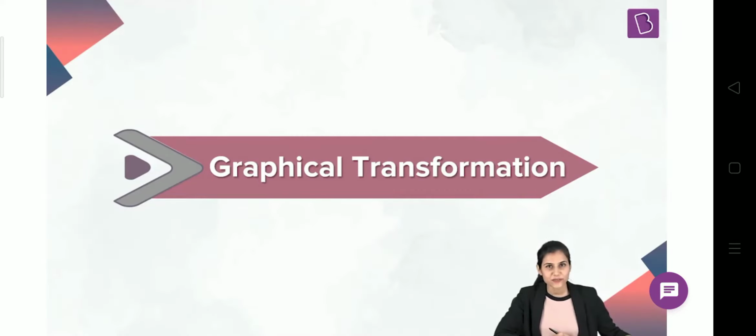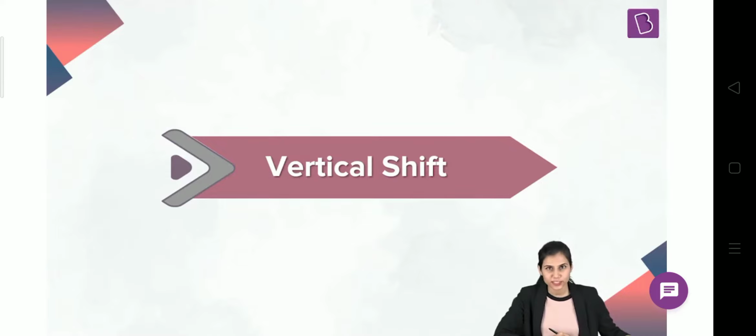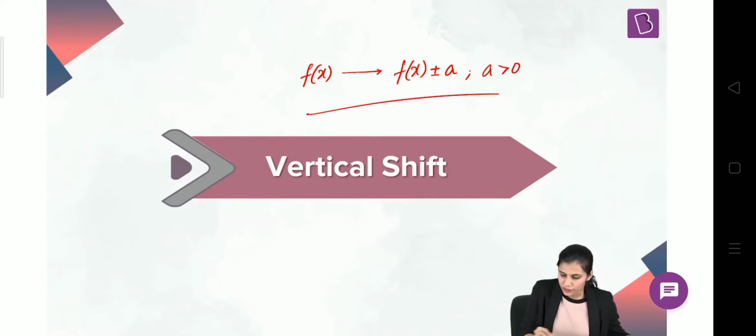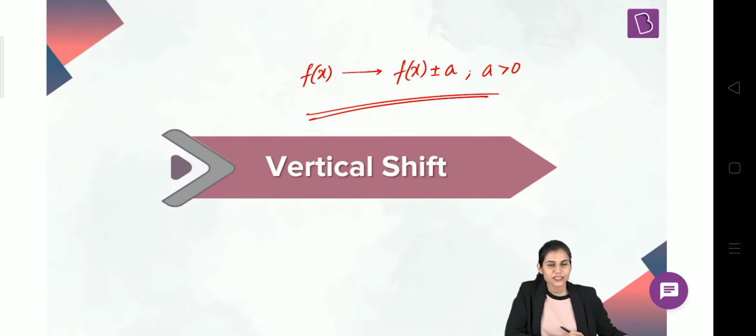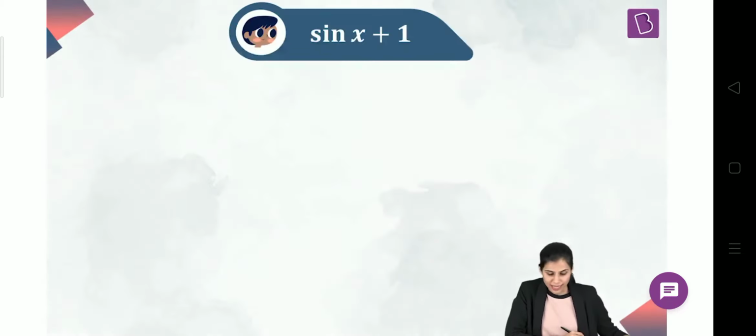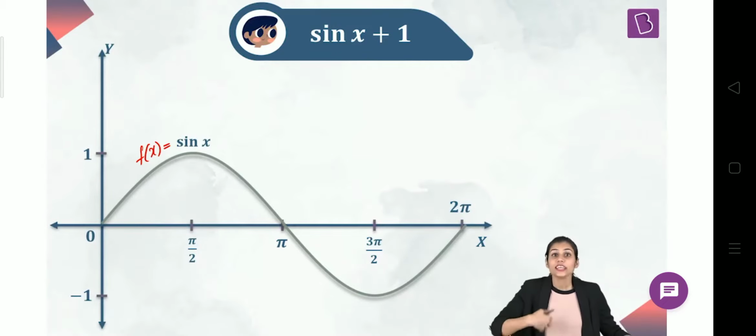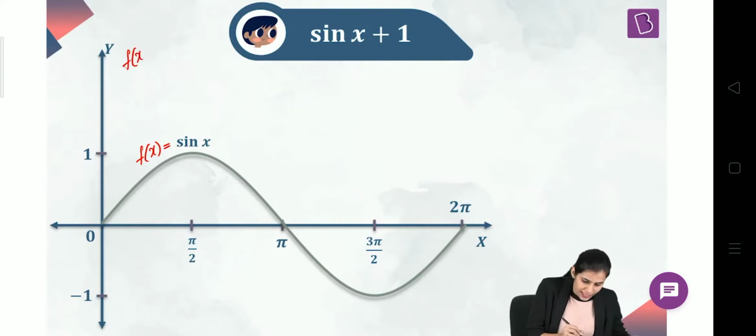Moving on to the next transformation, it is vertical shift. The question this caters to is how to draw the graph of f(x) plus a or f(x) minus a from the graph of f(x), if a is some positive constant. To get the answer to this question, let's take the help of an example. Suppose I have the graph of f(x) equal to sin x with me, and I want the graph of f(x) plus 1, which is obviously sin x plus 1. So in here I am taking a to be equal to 1, which is positive.